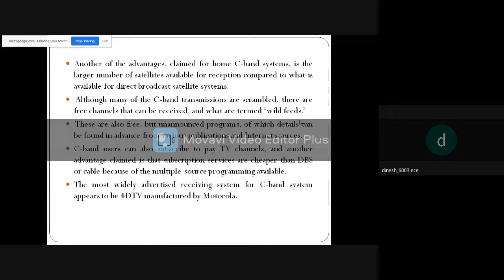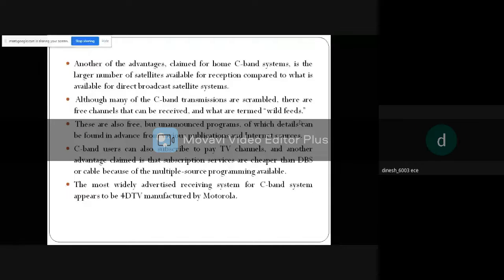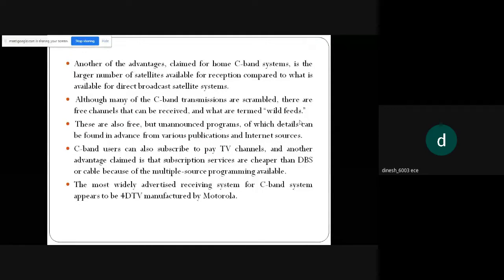The C-band users can also subscribe to pay TV channels. And there is another advantage: the subscription services are cheaper than direct broadcast satellite or cable because of multiple source programming available in C-band.